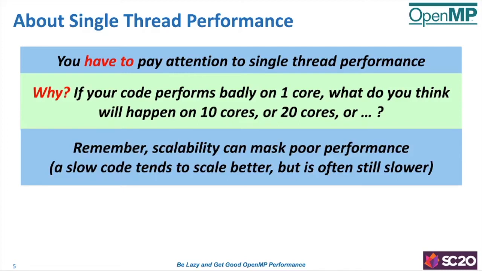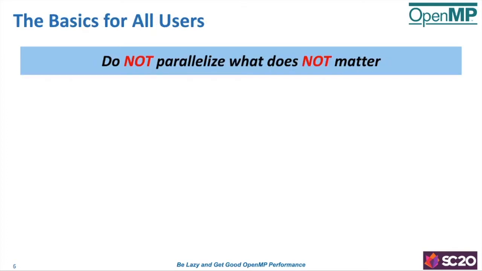Also, remember, scalability can mask poor performance. It happens to be that slow code scales better. The reason is very simple. The overhead that comes with parallel computing is less dominant. But at the end of the day, although it scales better, that code may still be slower, and often it is. So don't be blinded by scalability. Always look at the time to solution as well.